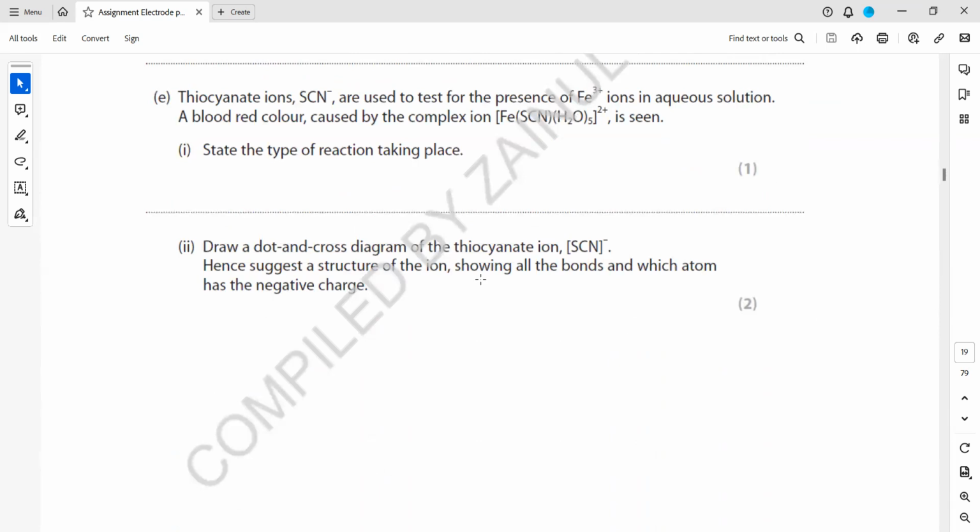The next question: thiocyanate ion, SCN minus, is used to test the presence of iron 3 in an aqueous solution. A blood red colored complex is seen, as you can see here. State the type of reaction that takes place. So what kind of reaction? It might be an acid-base reaction or a ligand exchange.